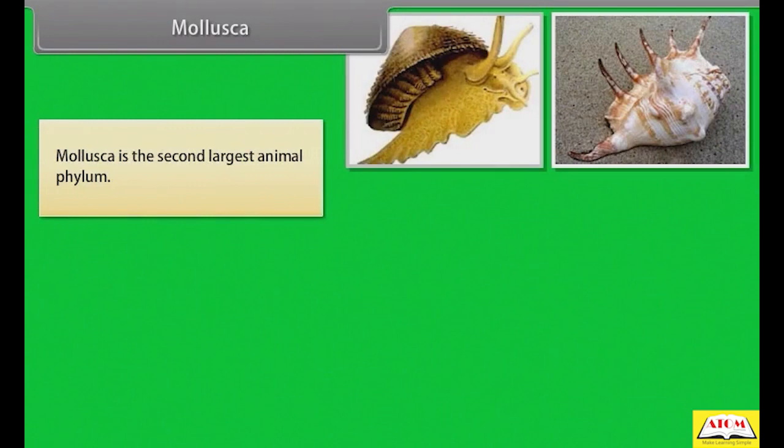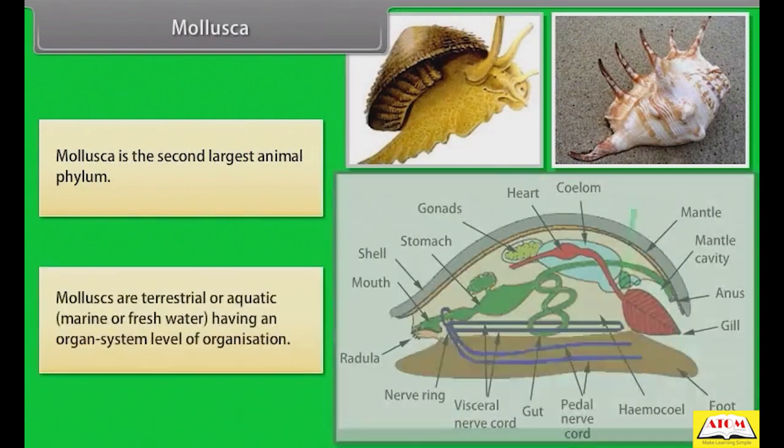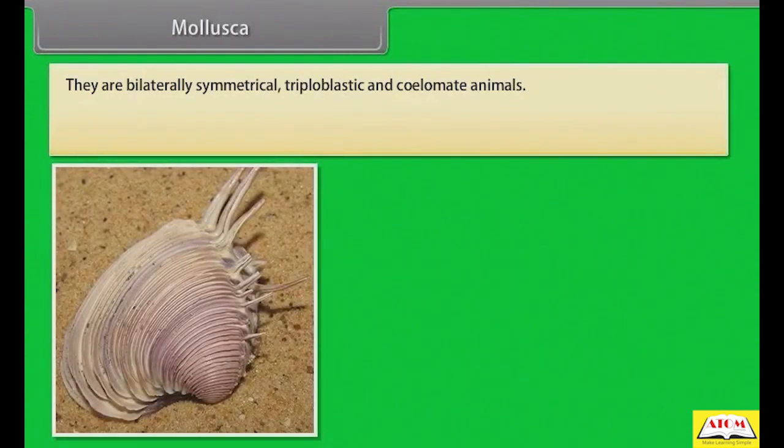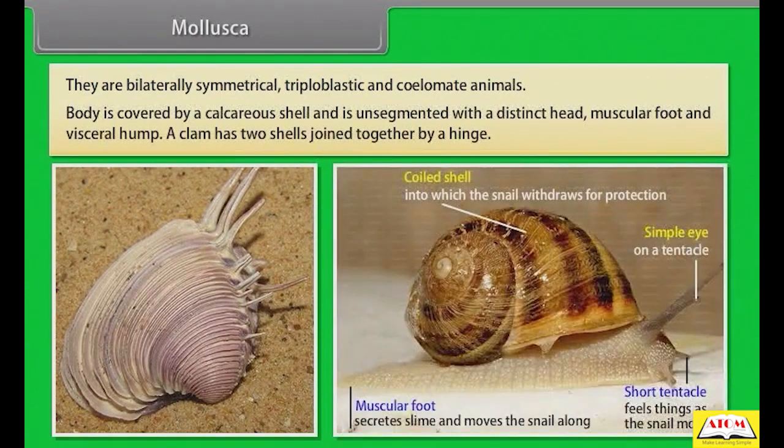Mollusca. Mollusca is the second largest animal phylum. Mollusks are terrestrial or aquatic, marine or freshwater, having an organ system level of organization. They are bilaterally symmetrical, triploblastic, and coelomate animals. Body is covered by a calcareous shell and is unsegmented with a distinct head, muscular foot, and visceral hump.